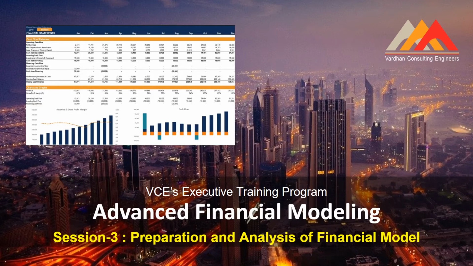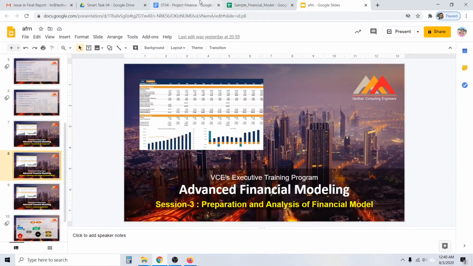So okay, you get a sample financial model, but the financial model that you are going to make is not exactly the same as the sample financial model. It's always changed, right? The project is changed, the revenue parameters are changed. So what to do? Let's see what kind of financial model you will get to prepare.